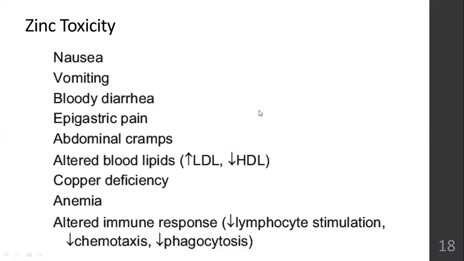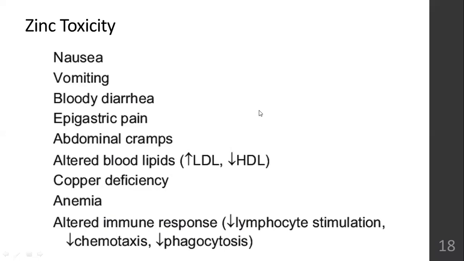Okay, anemia, altered immune response, that is less lymphocyte stimulation, less chemotaxis, less phagocytosis. So when any outside foreign agents are coming and attacking your body, macrophages will not work. Phagocytosis will not take place. Phagocytosis means your white blood cells are swallowing up the bacteria or virus and digesting them and killing them. So that is phagocytosis. That will not take place.